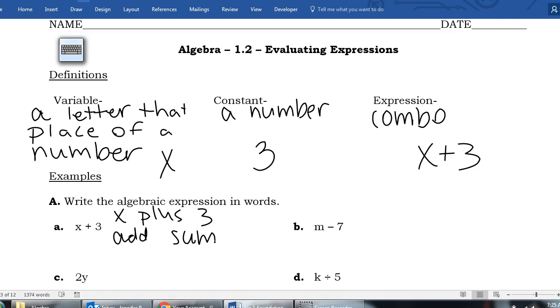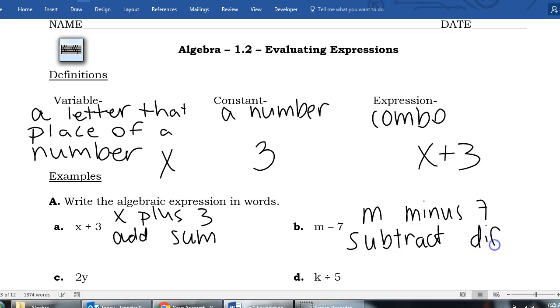The next one is m minus 7. So we could just write m minus 7. We could also say subtract. And when we're talking about the result of subtraction, we call that a difference. So 3 different ways to say that.